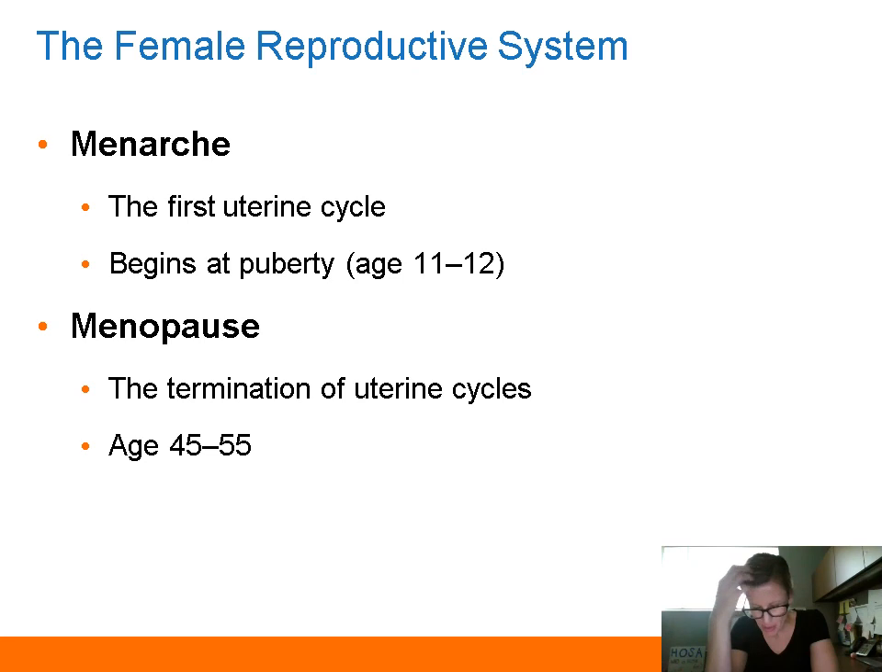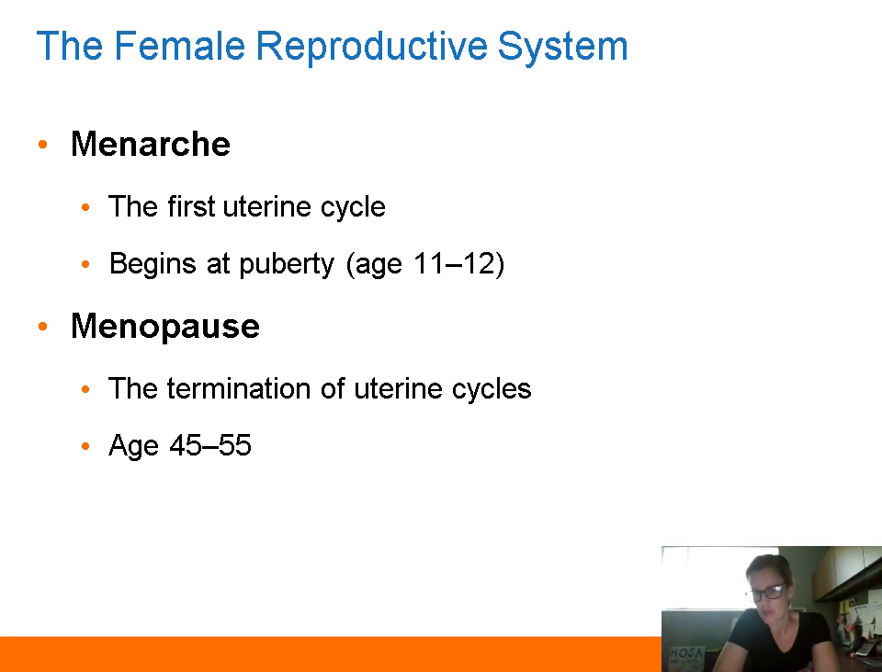Okay, so we've talked about both the uterine cycle and the ovarian cycle in a lot of detail. We'll finish up with just a couple terms that are related to menses and the uterine cycle in the female reproductive system. So first is menarche. Menarche is the first uterine cycle that occurs at the onset of puberty. This typically occurs around age 11 and 12, when we start getting pulsatile releases of FSH and LH from the anterior pituitary gland.